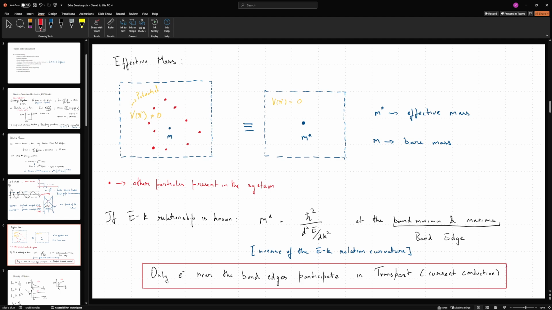So this is the important takeaway from our effective mass discussion. This is the expression for the effective mass. So if you are given an EK relationship, this is how you find it. But remember, this is only at the band edge. Let me also explicitly state that condition here. This is only valid at the point where dE upon dk is equal to 0. Okay, so that's that.